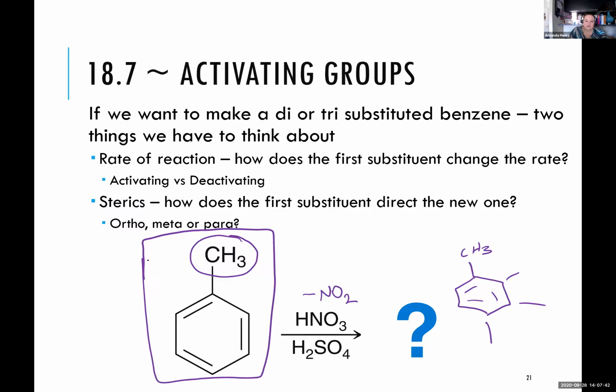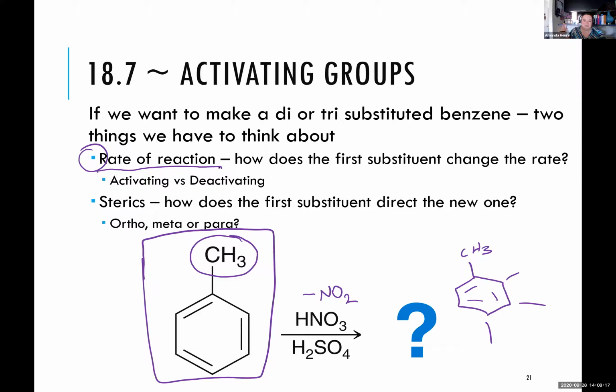There are two sides that we have to look at to decide what our product will be. The first one is the rate of reaction. And so we're not getting into kinetics and actual numbers here. We're just looking at it from a comparison of, if this is how fast benzene reacts, when we add a substituent, is it going to go faster than plain benzene, or is it going to go slower than plain benzene? Plain benzene is a weird way to say that.